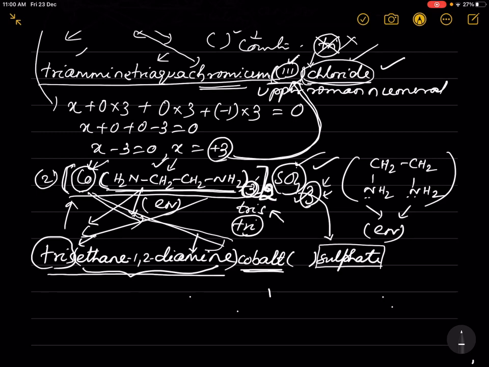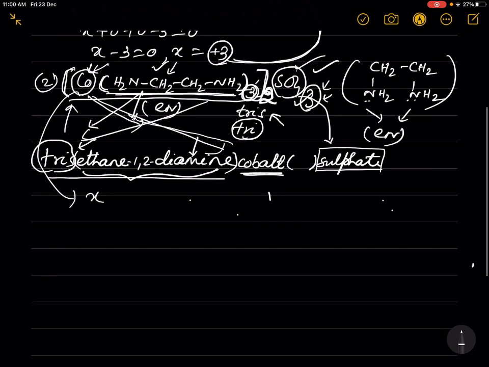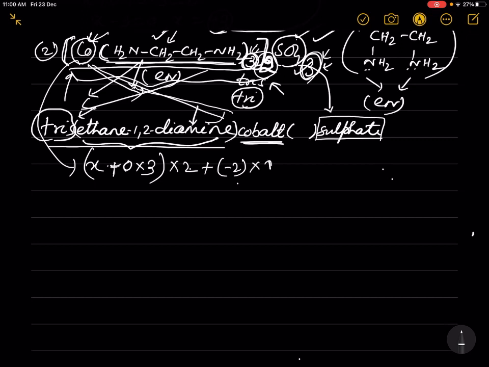Tris(ethane-1,2-diamine)cobalt sulfate. Here the oxidation number can be calculated. For Co it is x. For ethane-1,2-diamine it is 0, and for 3 ethane-1,2-diamines we have to multiply by 3. Then there are 2 cationic parts, so we should multiply by 2. Then plus, for sulfate it is -2, and there are 3 sulfate ions, so we should multiply by 3.